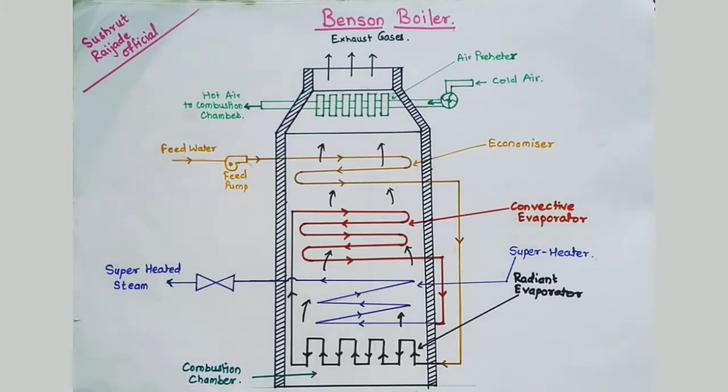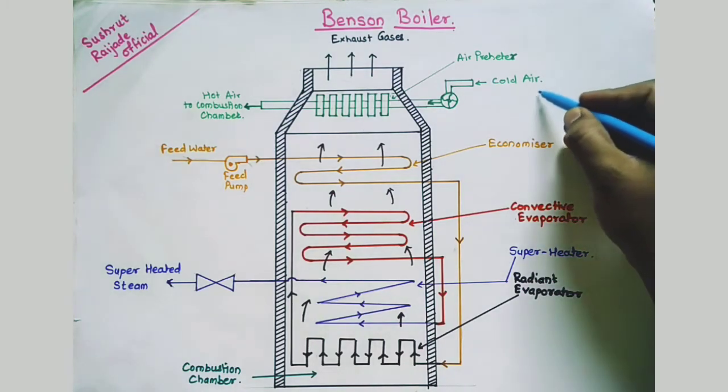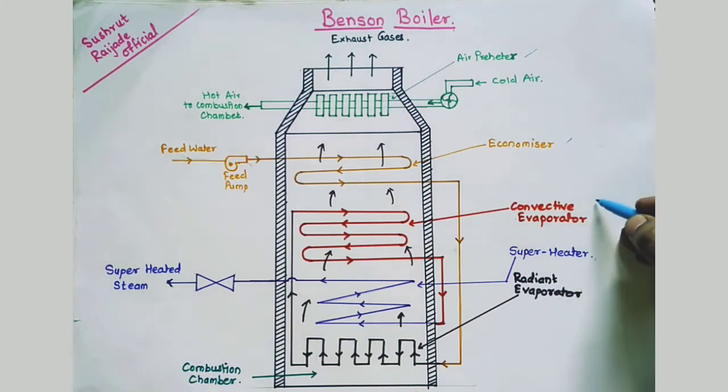In this lecture, we will learn the Benson boiler, a high pressure boiler. Let us see first the construction of the Benson boiler. In the Benson boiler, there is an air preheater, second one economizer, convective evaporator, radiant evaporator, and superheater.